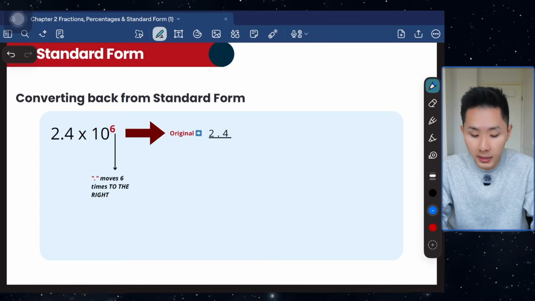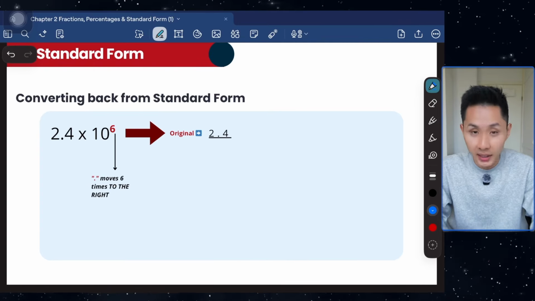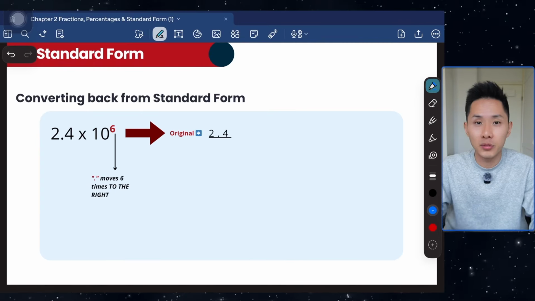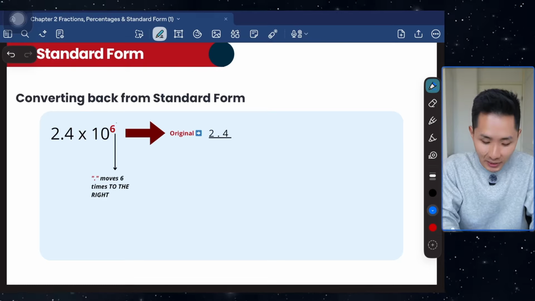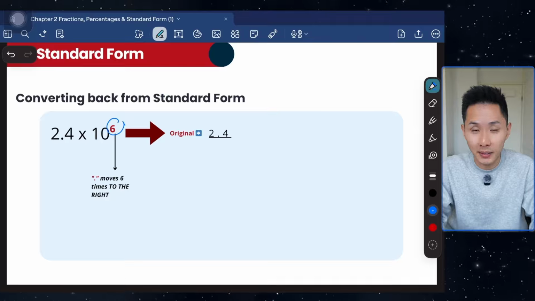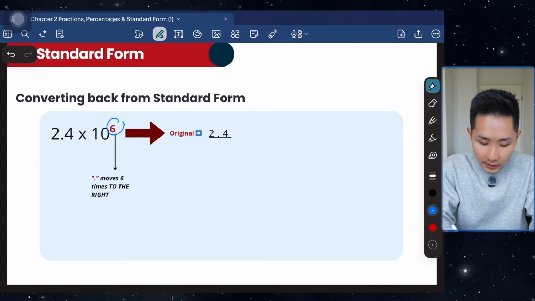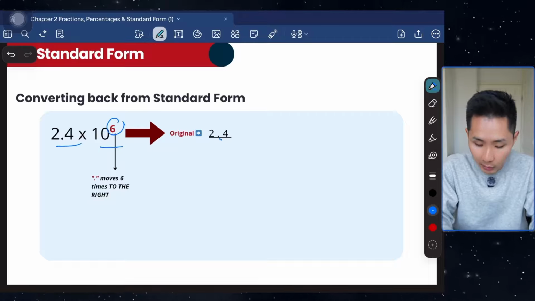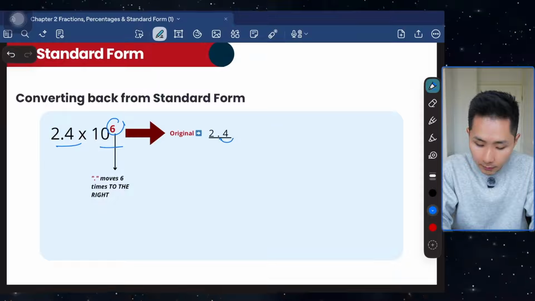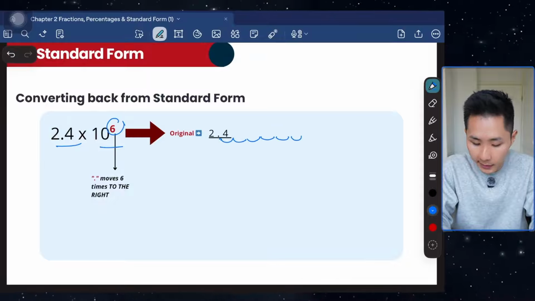All right, there will be times when you'll be asked to convert a standard form back to the original number. So in the previous example, when you move to the left, the index is positive. So to convert it back, if your index here is positive, you have to move back to the right, the opposite. So the initial value is 2.4 times 10 to the power of 6, which means this decimal has to move 6 steps. 1 step, 2 step, 3 step, 4 step, 5 step, 6 step.